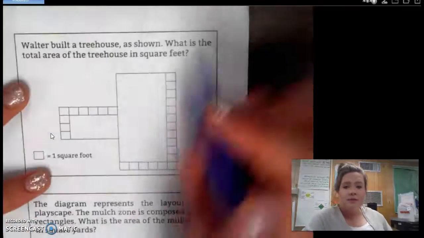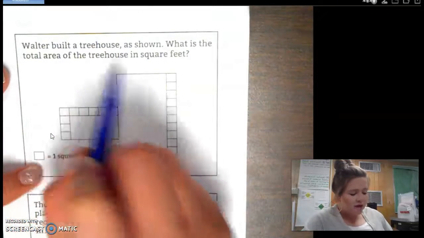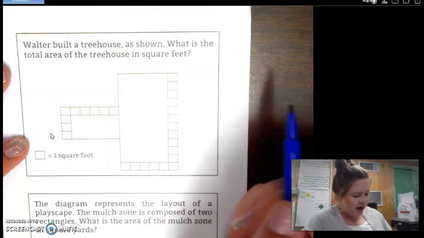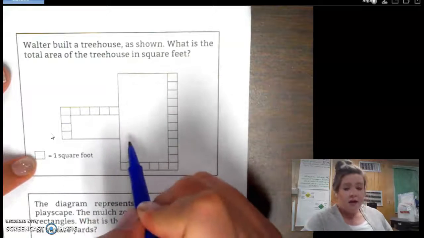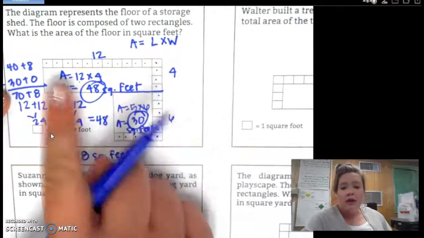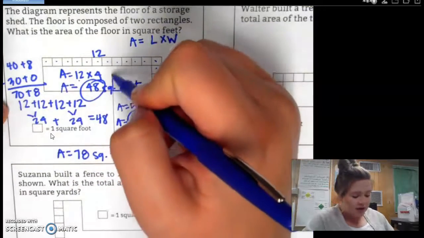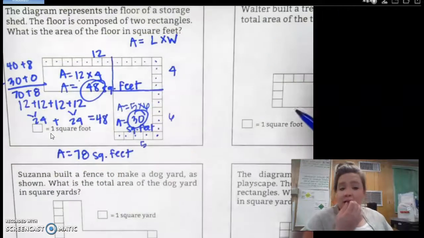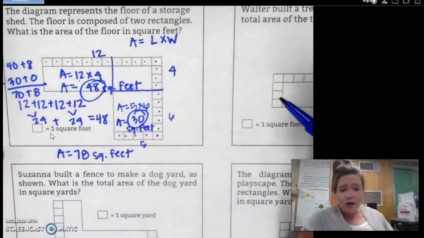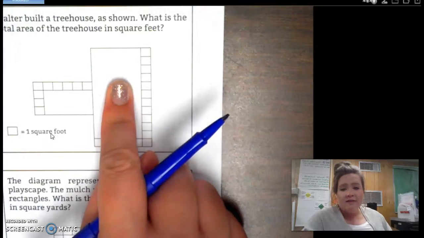Let's look at this one. Walter built a treehouse as shown. What is the total area of the treehouse in square feet? So here I have the two shapes, and they already have this one divided for you. Now, looking at this one, this is not the only way that you could have divided it. If you wanted to, you could have gone like that. Okay, you would have gotten the same total area. You would have just gotten a different area for this figure and a different area for that figure. Okay, this one they already have divided for you.